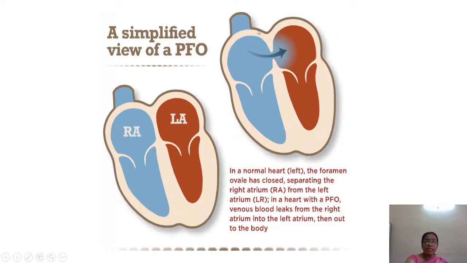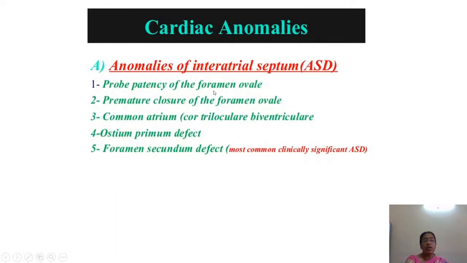But here at this part, you can see a small opening. This is called the foramen ovale, where the blood from the right atrium enters the left atrium through this foramen. If it is patent, it is called patency of the foramen ovale. So this is the first part that we are getting.